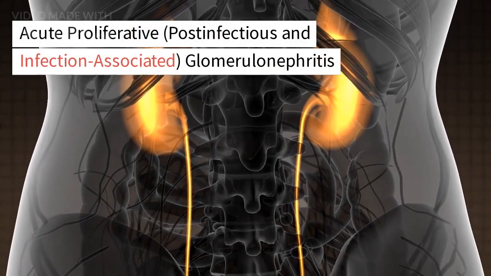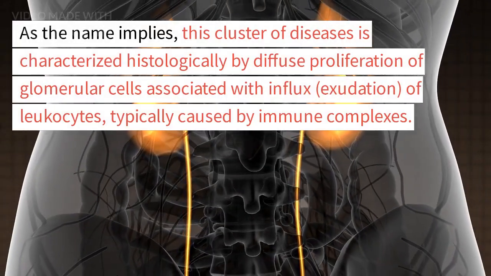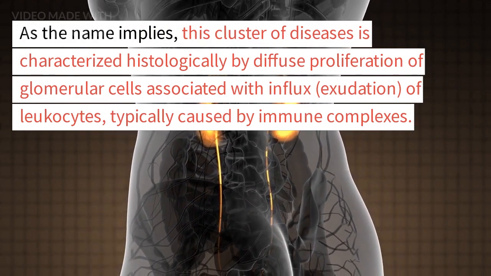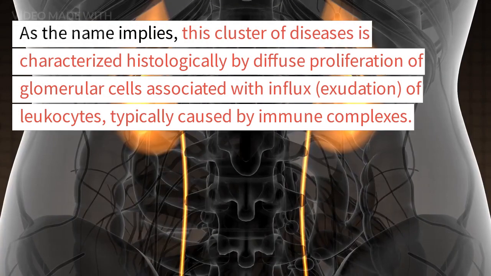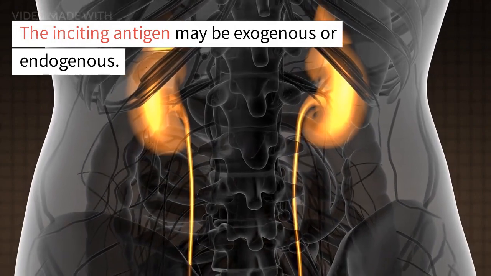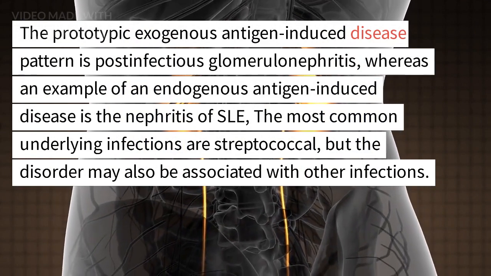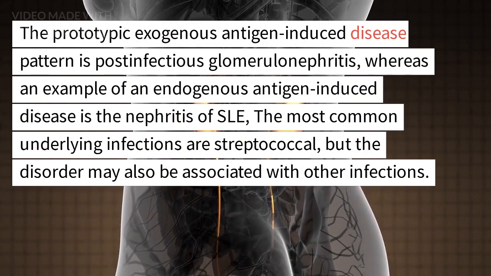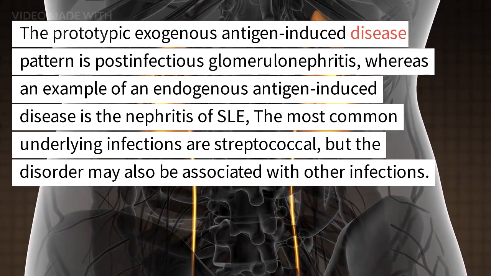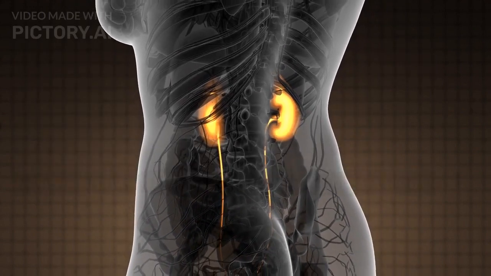Acute proliferative, post-infectious and infection-associated glomerulonephritis. As the name implies, this cluster of diseases is characterized histologically by diffuse proliferation of glomerular cells associated with influx, exudation, of leukocytes, typically caused by immune complexes. The inciting antigen may be exogenous or endogenous. The prototypic exogenous antigen-induced disease pattern is post-infectious glomerulonephritis, whereas an example of an endogenous antigen-induced disease is the nephritis of SLE. The most common underlying infections are streptococcal, but the disorder may also be associated with other infections.